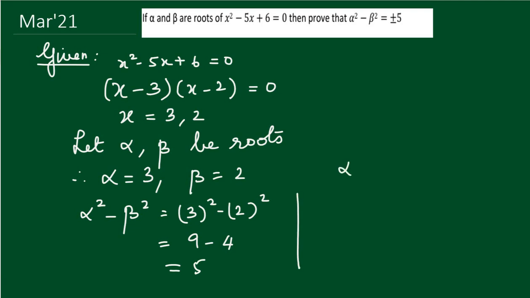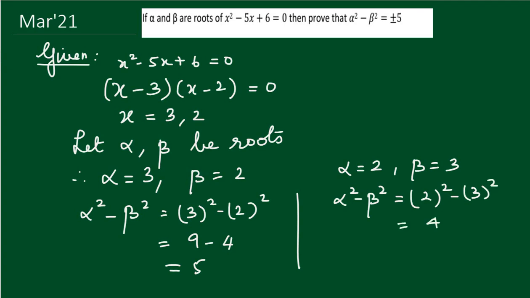Suppose when we take alpha equal to 2, beta equal to 3, then alpha square minus beta square becomes 2 square minus 3 square. So that is equal to 4 minus 9, which is equal to minus 5. Therefore, in general, we say alpha square minus beta square will be equal to plus or minus 5.